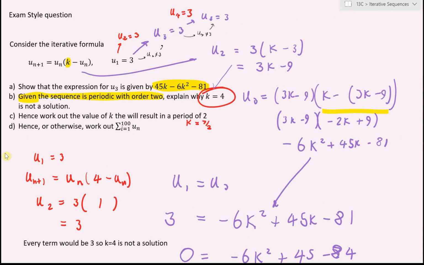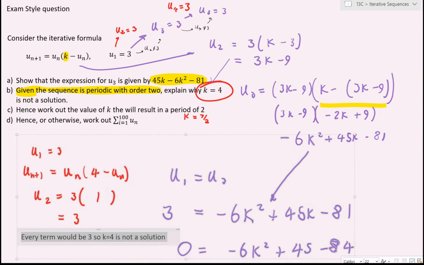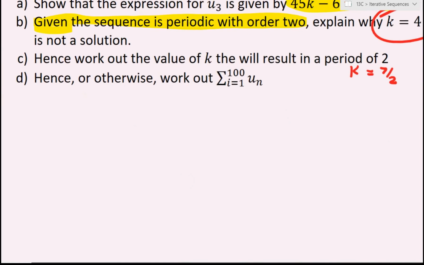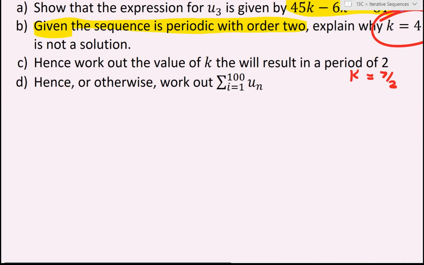Okay, then we have part D. Out of all of this stuff, part D is probably the most popular to come up in exam questions. Hence or otherwise, work out the sum of the first 100 terms. Now at first glance this is impossible, because you only work out the next term by knowing the previous term. However, because you have period of order 2, it makes it possible. Let's just list the first few terms.